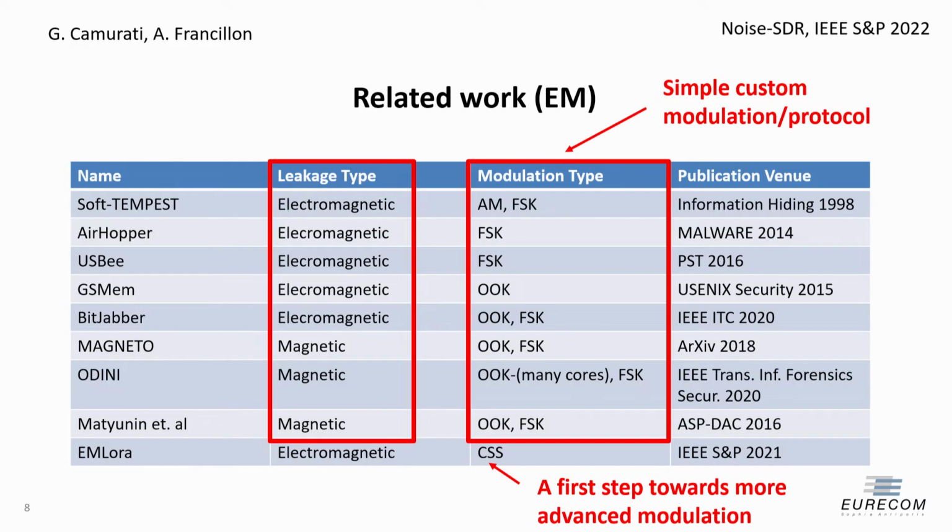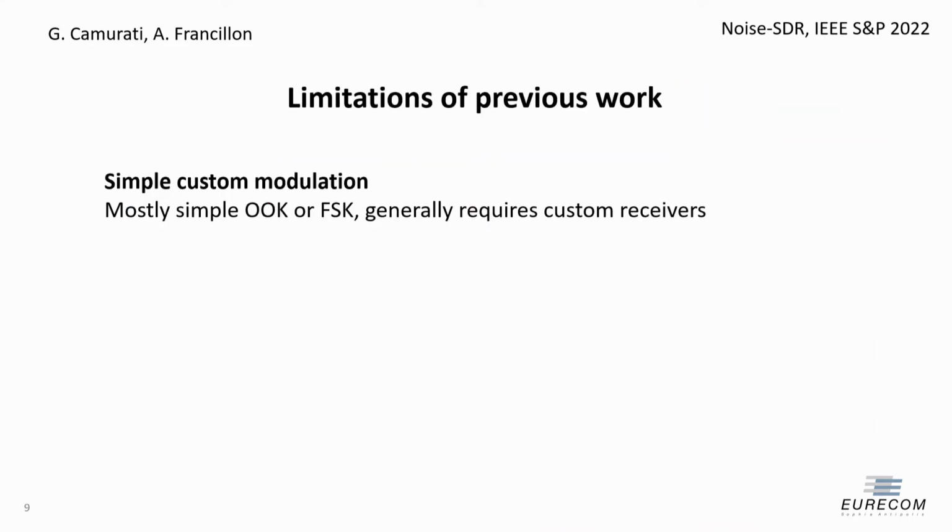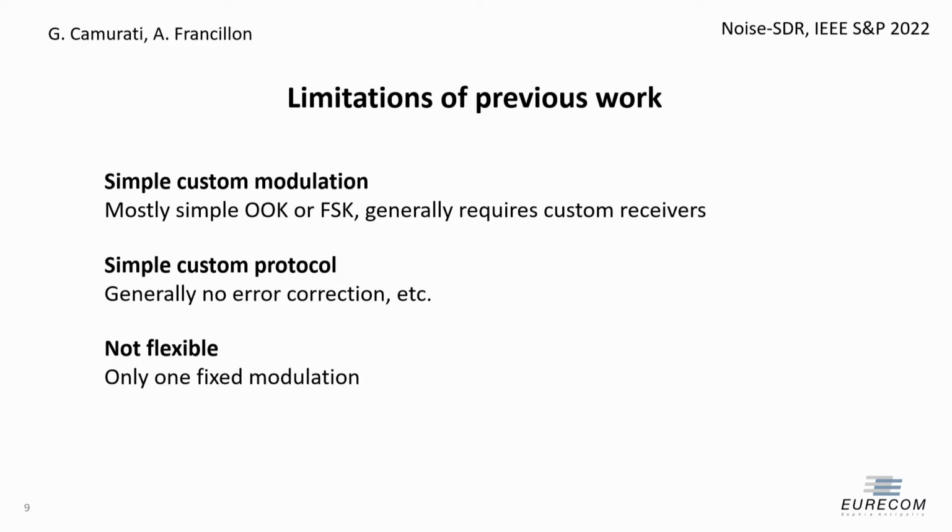There is a wide range of papers exploring many different types of leakage, different physical principles. We focus on electromagnetic radiation. And in general, previous work uses simple custom protocols and simple modulation schemes. Generally, it targets exfiltration in the context of air-gapped devices. The problem is that with this, you generally need custom receivers. And there, you cannot implement higher-level protocols and error correction and pulse shaping or more complex features of the radio transmissions. And these are also fixed implementations with a single application.